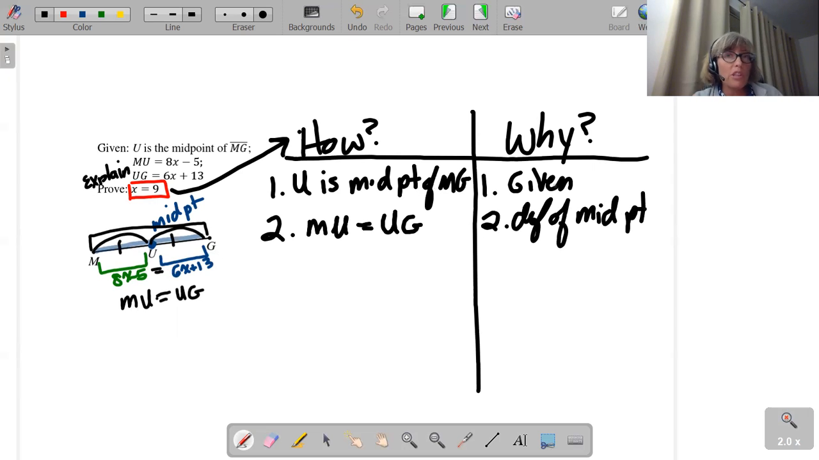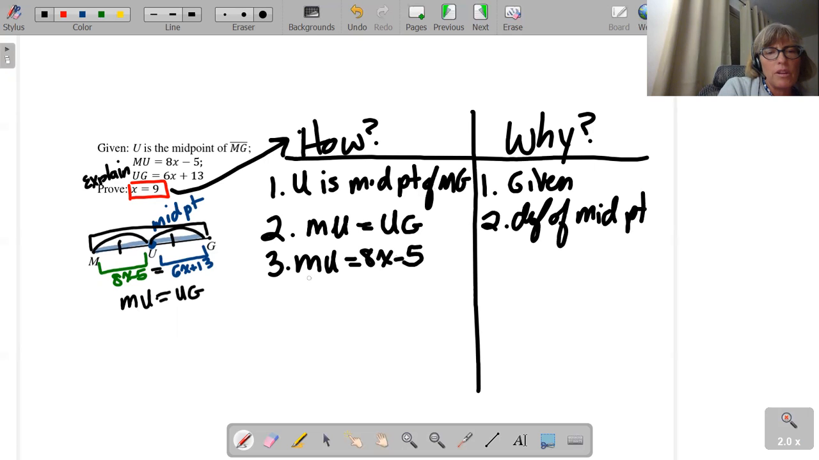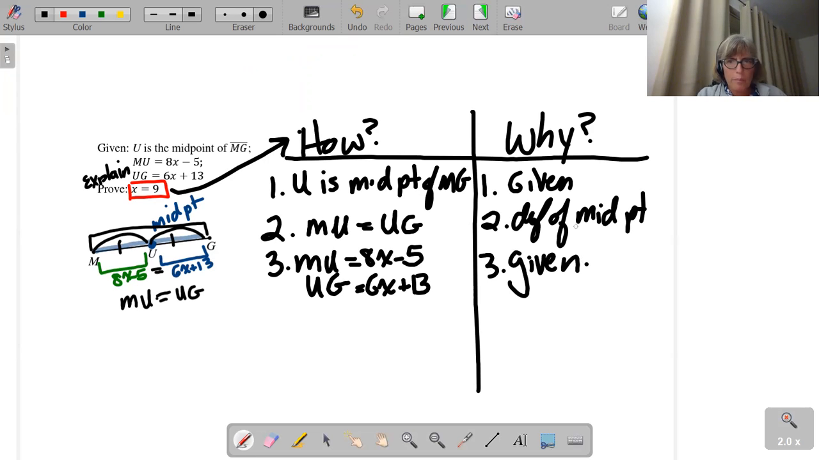Why didn't I do all the givens right off the bat? You could do that quite easily. So there's no particular order that's absolutely required. You just have to ask yourself, how do you get to that point? So step number 3, I know MU equals 8x minus 5 and UG equals 6x plus 13. Why do I know that? It is given.